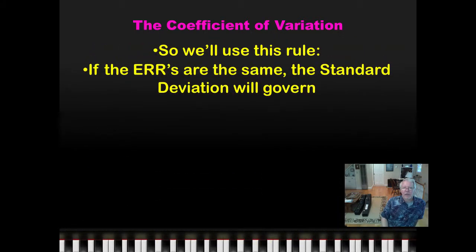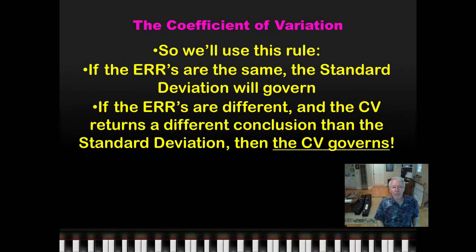Now, if the ERRs are the same, here's our rule. The standard deviation governs. Stop. Elvis has left the building. You use it. But if the ERR is different, you have to give it a second test, and the CV may come up with the same conclusion. Great. But sometimes, like in this case with Jackson and Conway, the CV and the standard deviation might contradict each other. What do you do? The CV trumps the sigma. So if they give you different conclusions, you throw out the standard deviation and always use the CV.